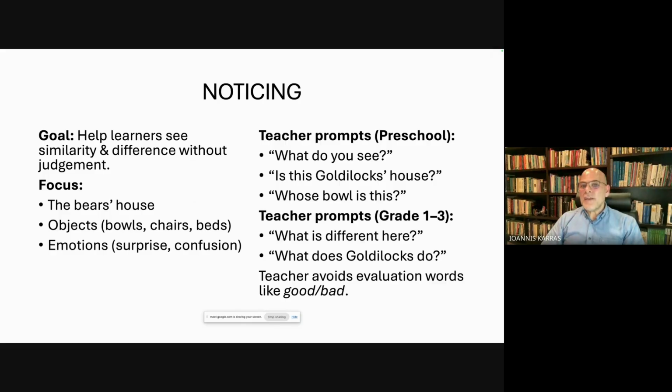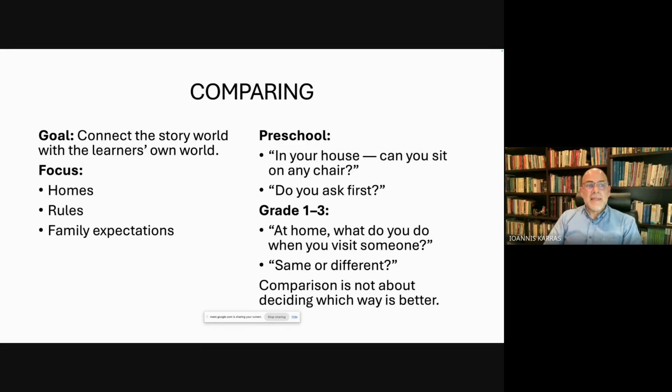And if we have very young learners, we can prompt them by asking questions like, what do you see? Is this Goldilocks' house, or has she entered someone else's house? Whose bowl is this? And then questions can get a little bit more advanced, like what is different here? What do you see that looks different to you? What does Goldilocks do? Again, remember that the teacher should avoid evaluation words like good or bad, etc.